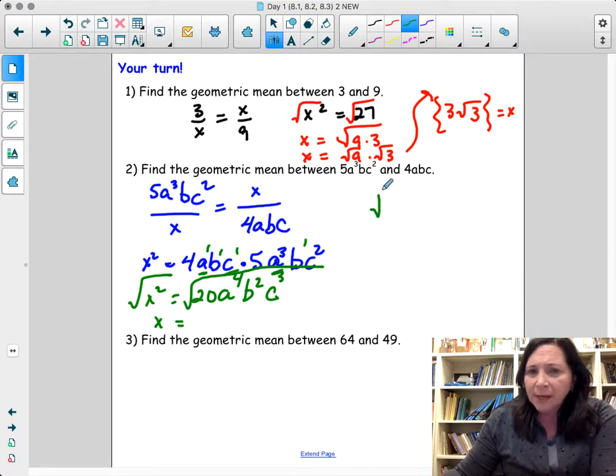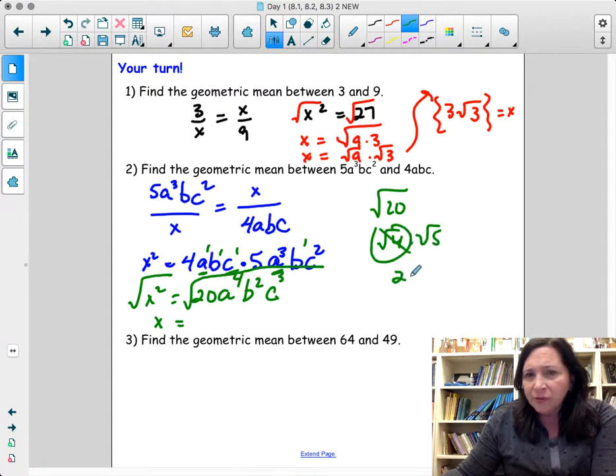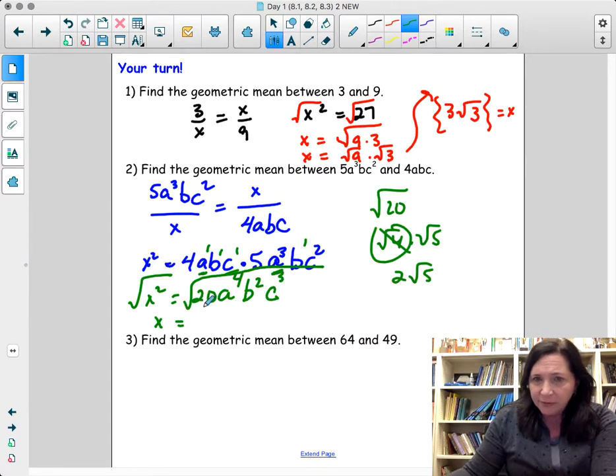The square root of 20, we can do on the side. That's the square root of 4 times the square root of 5. The square root of 4 is 2, so that's 2 root 5. We can take out a 2 and still have a root 5 in the middle. So far we have a 2, and then we still have the root.